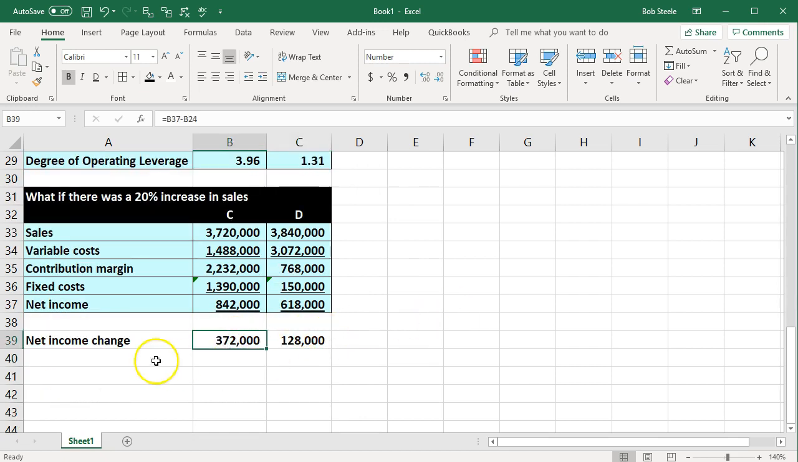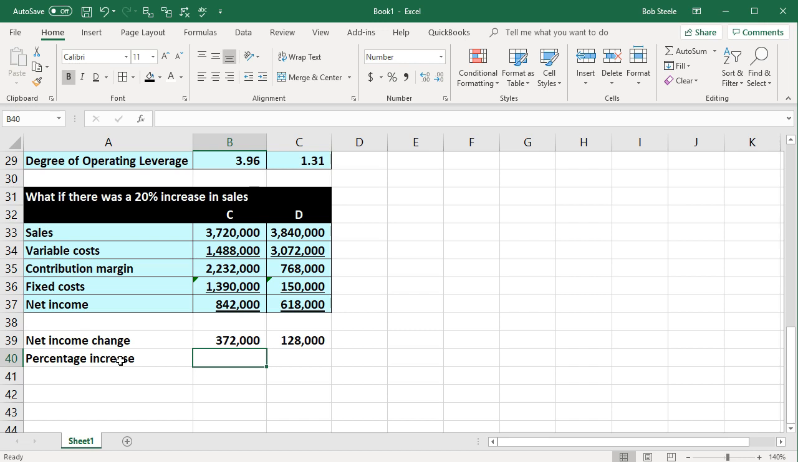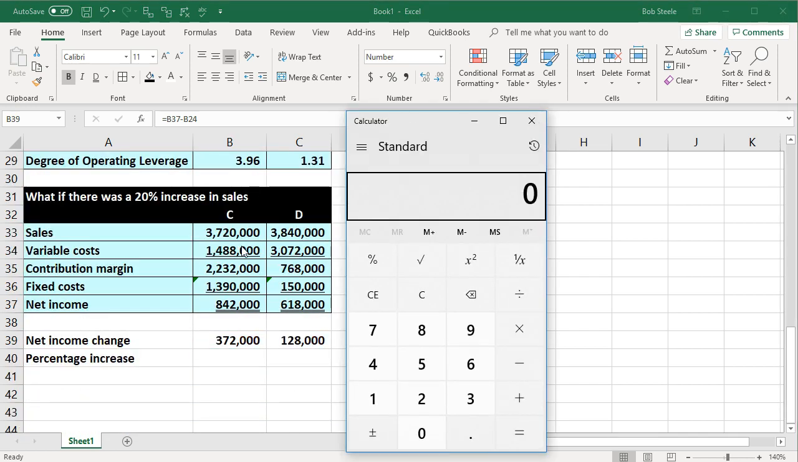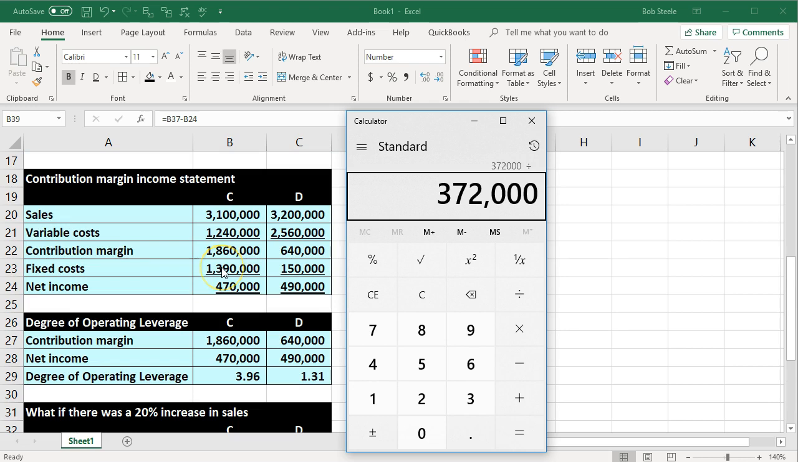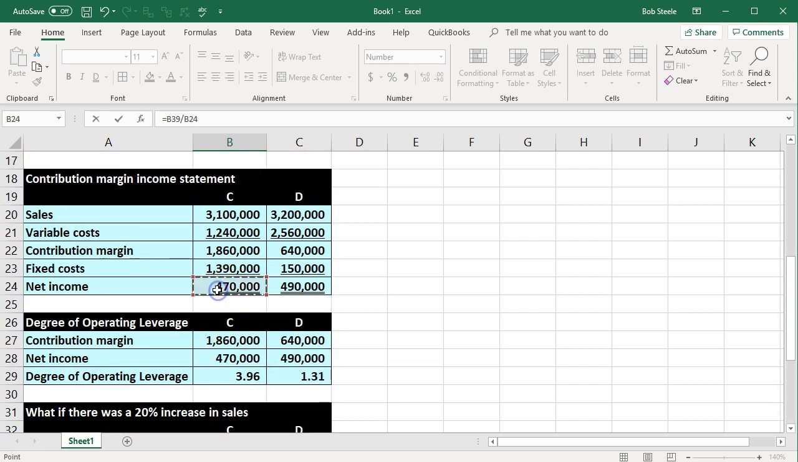This is our increase. And then we might want the percent increase. Whenever we think about the percentage increase, we typically take the change divided by the prior number. In our case, of course, the 372, that's the change, divided by the prior number, the 470,000, is 0.79 or 79%. So if we do that here, the percent increase is the change divided by the prior number.